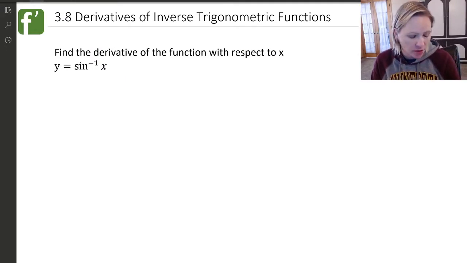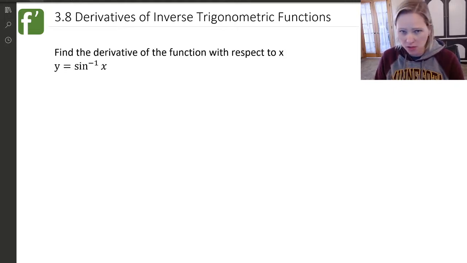Today we're going to talk about the derivatives of inverse trig functions, things like sine inverse, cosine inverse, and so on and so forth. I'm going to show you where sine inverse comes from, but ultimately it's going to be your job to memorize the 6 formulas that I give you here today. But first, let's see where sine inverse comes from.